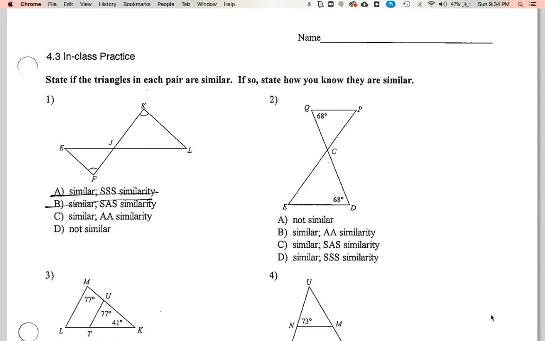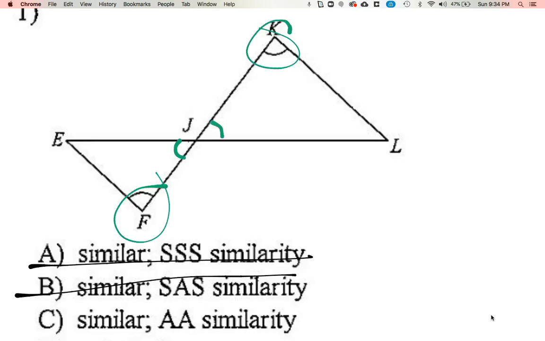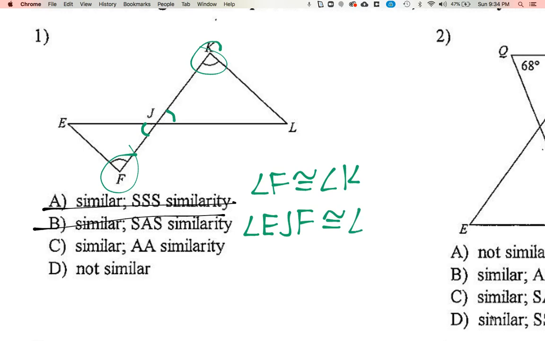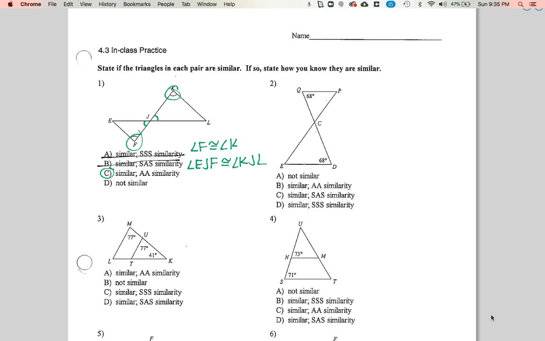So I either need to find two pairs of angles that are congruent. Here's one pair of angles. And I have these vertical angles. So this is what I want to see when you do the homework. I want you to meet that criteria. You need to say, angle F is congruent to angle K. Angle EJF is congruent to angle KJL. There are the two angles. So it's C. Okay? Don't just say yes, angle, angle.